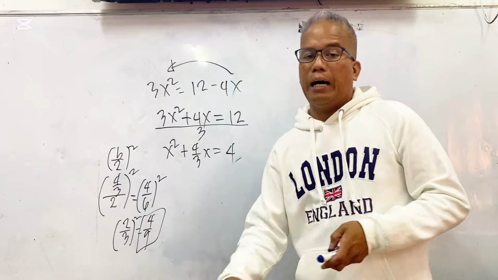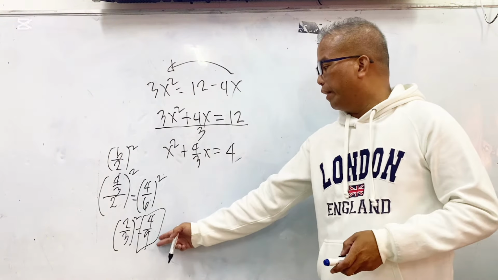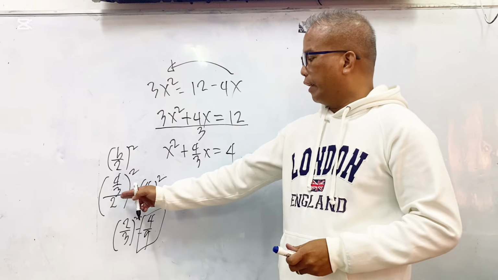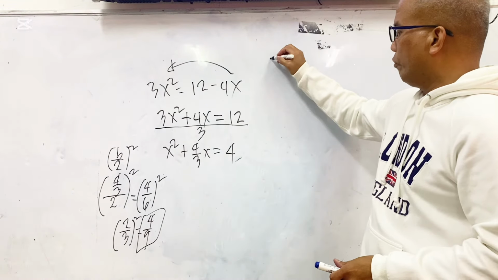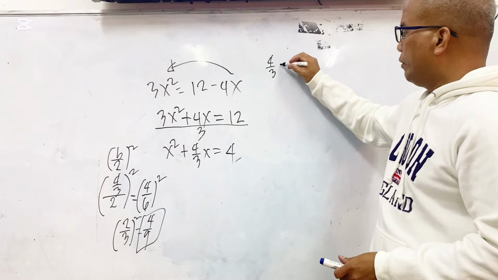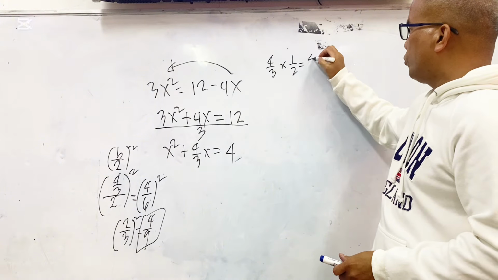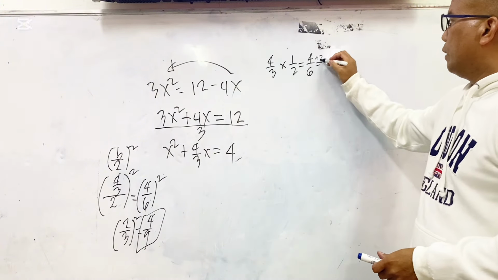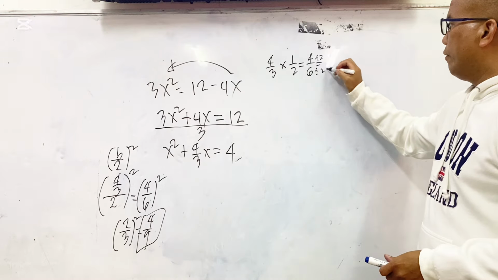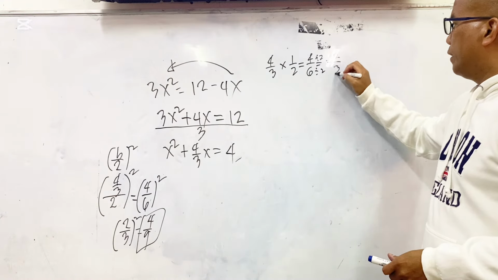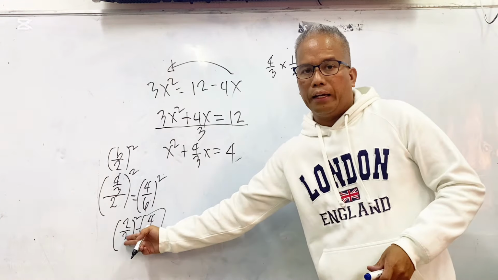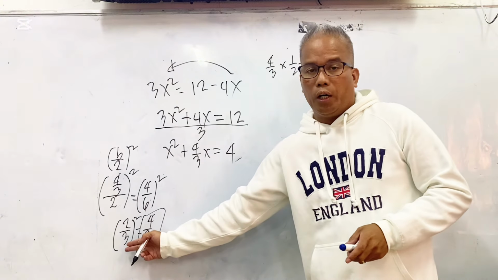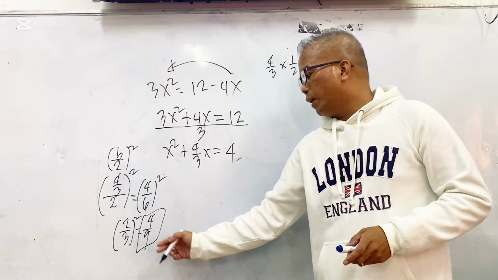So we will add both sides by 4 over 9. I will repeat. If we divide 4 over 3 by 2, the solution will be 4 over 3 times 1/2, so equals 4 over 6. Then the lowest term, divide by 2, divide by 2, so we have now 2 over 3. That's why we have 2 over 3 here. Then 2 over 3 to the power of 2: 2 squared equals 4, then 3 squared is equal to 9.